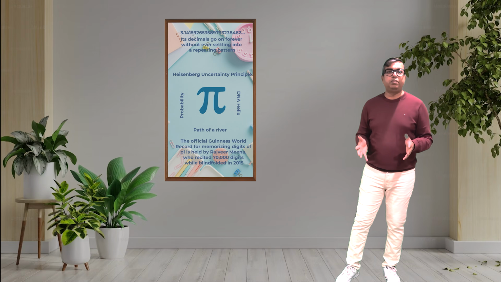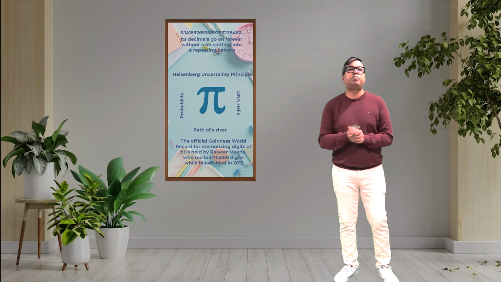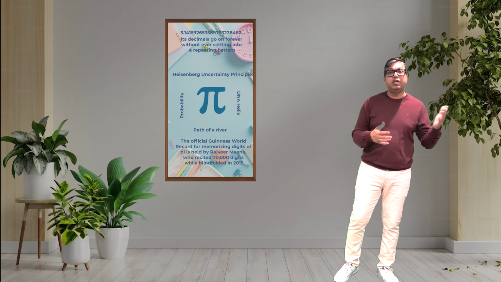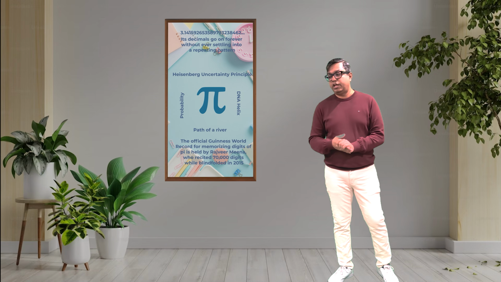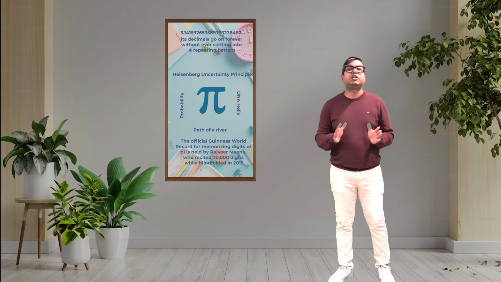And the circle is not the only place where you will find pi. You'll find pi in the probability of a coin toss. You will find pi in the helix of a DNA. You'll find pi in a sinusoidal wave. Pi is omnipresent. It's present everywhere.